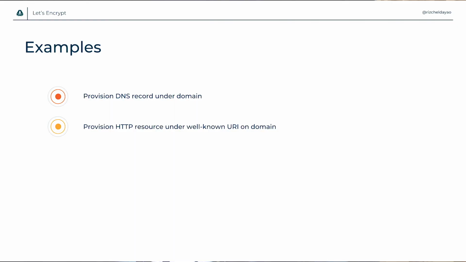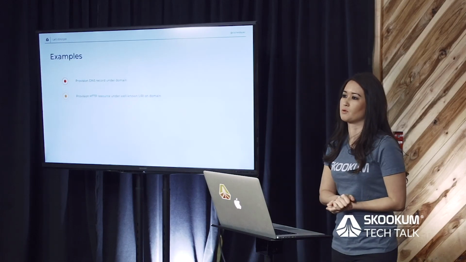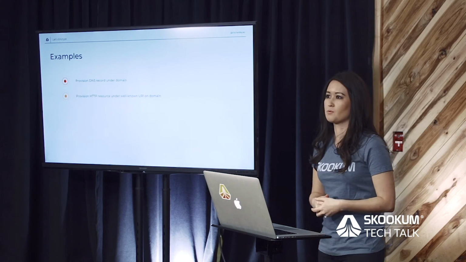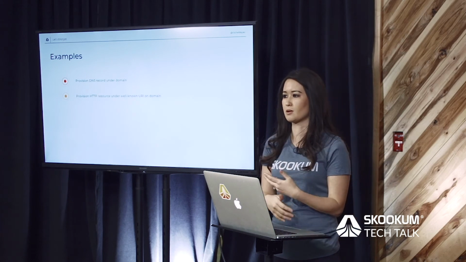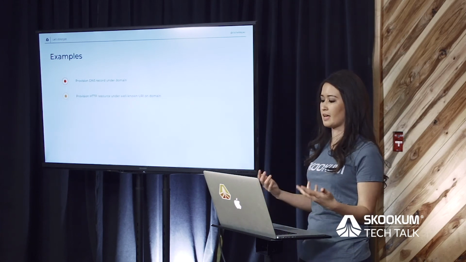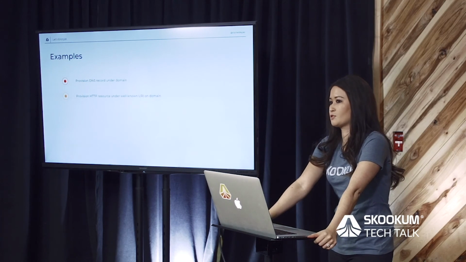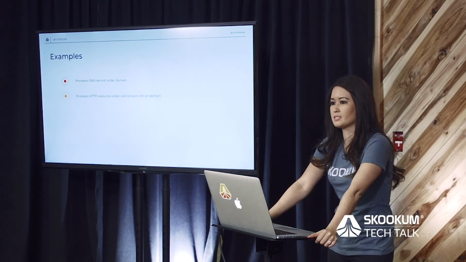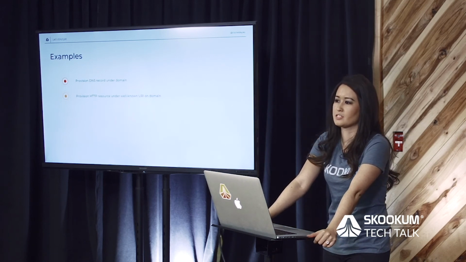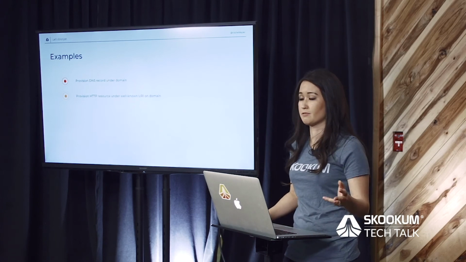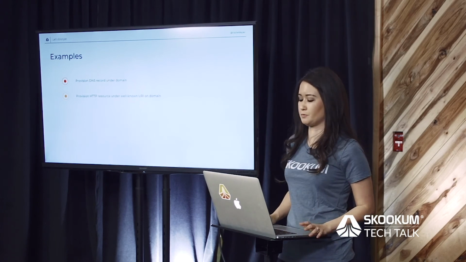And these are some examples of challenges that it could do. Provision a DNS record under a domain, or provision an HTTP resource under a URI on a domain. I'm going to be going over a specific example where the challenge is it'll tell the web server to put this specific file at this path name, and then how Let's Encrypt goes in and makes sure that that's what's happening. Right now, these two are the only supported methods of Let's Encrypt, so only HTTP and DNS challenges. I haven't worked with other certificate authorities, so they could have different challenges, but for Let's Encrypt, these are the two main ones.